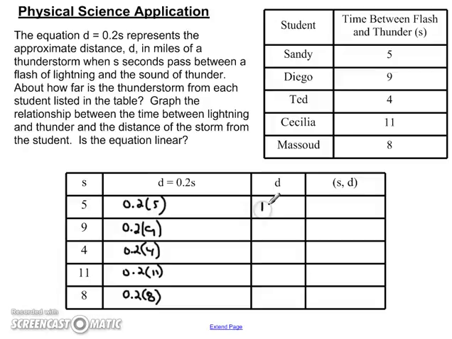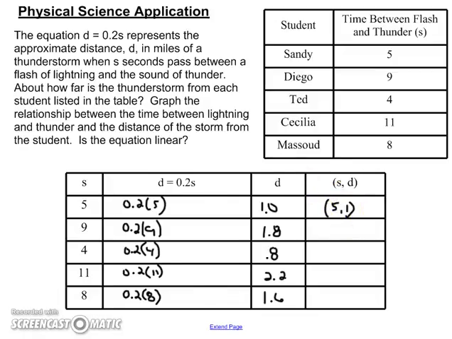5 times 2 is 10, but I have 1 decimal place, so that will be 1 mile away. 9 times 2 is 18, with 1 decimal place, so 1.8 miles away. 4 times 2 is 8, with 1 decimal place, so 8/10 of a mile away. 2 times 11 is 22, 1 decimal place, so 2.2 miles away. And 8 times 2 is 16 with my decimal, so 1.6 miles away. So we have these ordered pairs. We have 5, 1, and we're going to graph these.